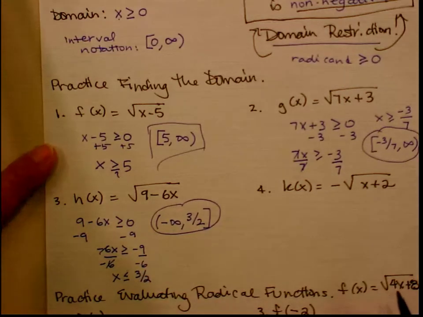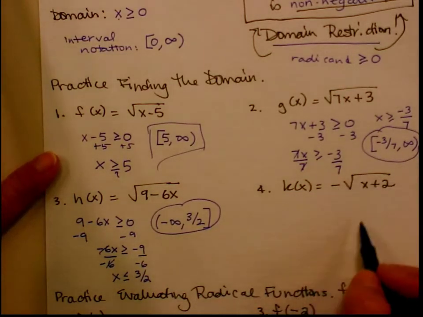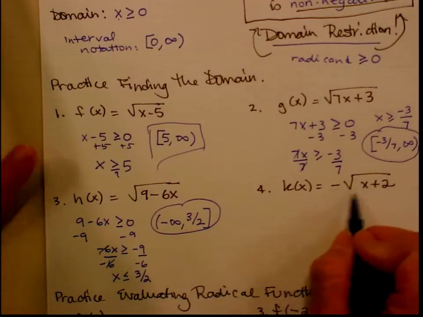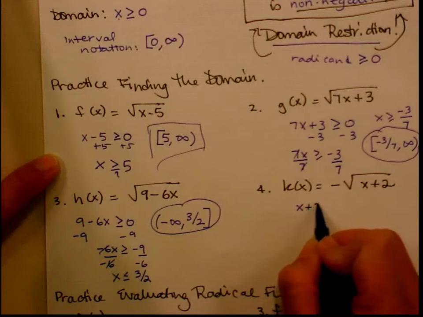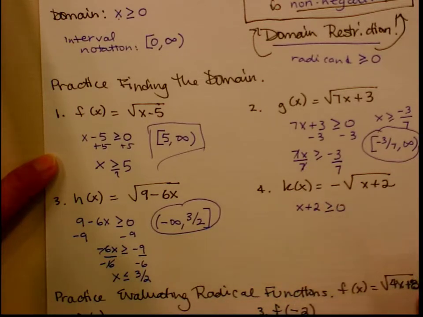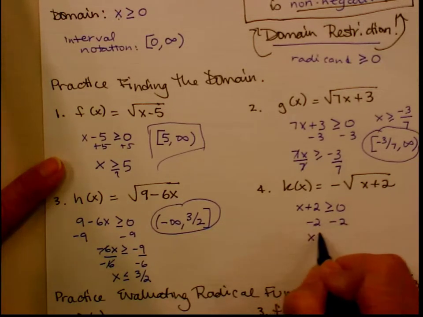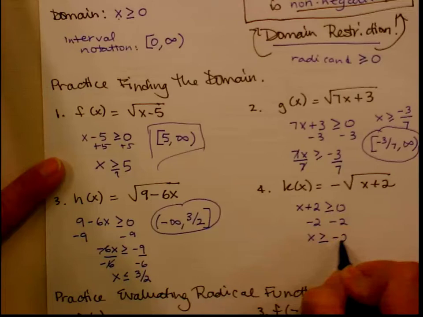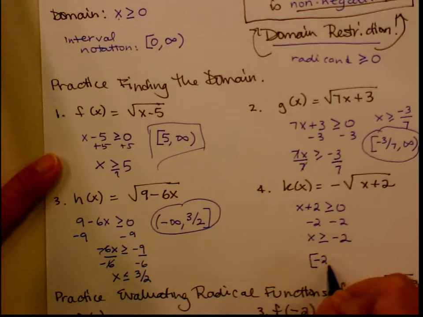Okay. Last one. So k of x equals the opposite of the square root of x plus 2. Well, that negative sign is really only affecting the outputs. It doesn't get inside the radical. So you just grab that radicand, x plus 2, and set it greater than or equal to 0. So this time I need the x's greater than or equal to negative 2, starting at negative 2 with a bracket and continuing to infinity.